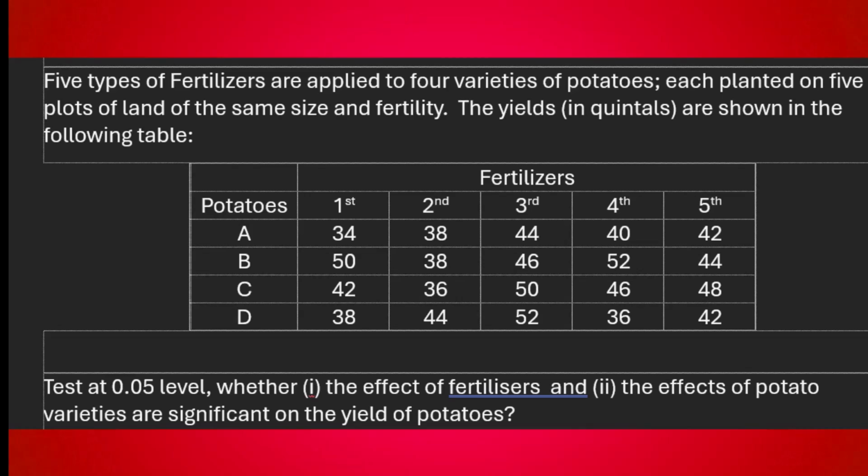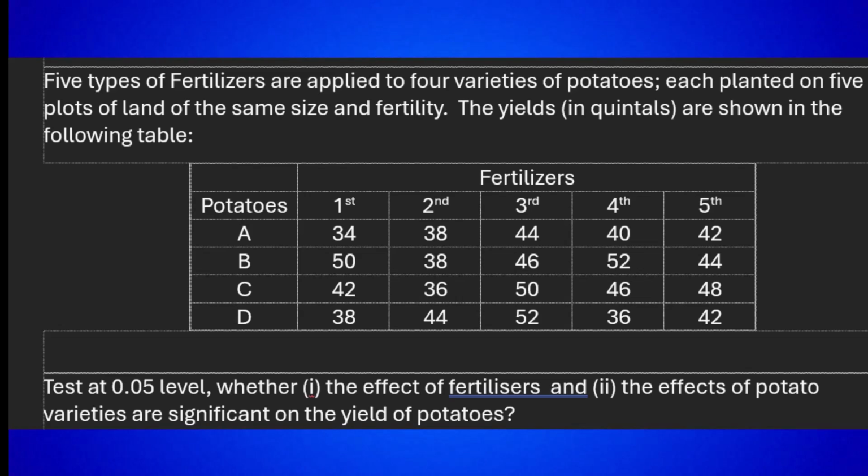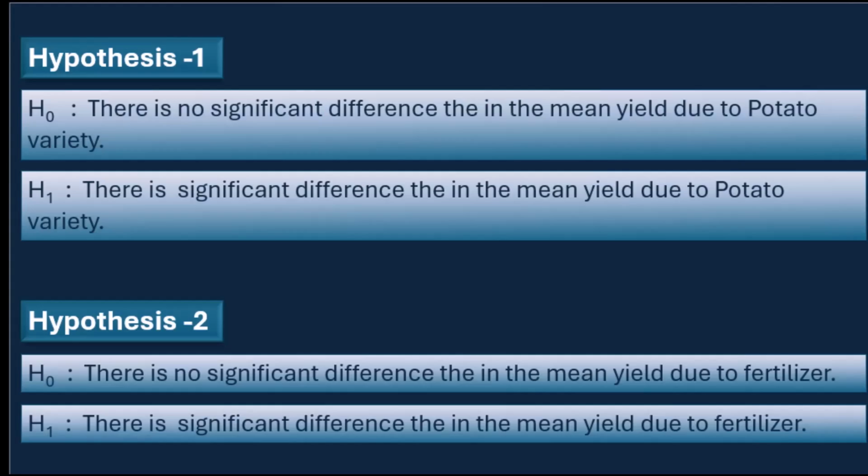Test at 0.05 level whether 1. The effect of fertilizers and 2. The effects of potato varieties are significant on the yield of potatoes. As we are going to test the effect of two factors on the yield, we have two hypotheses. Let us state them first.